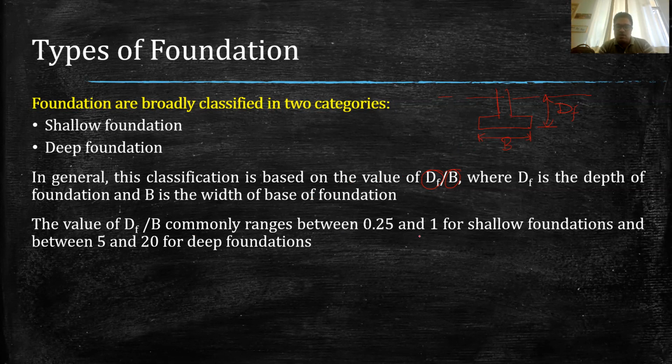So if this Df by B ratio is up to 1, then we classify the foundation as shallow foundation. And if this ratio is between 5 to 20, then generally we classify our foundation as the deep foundation.